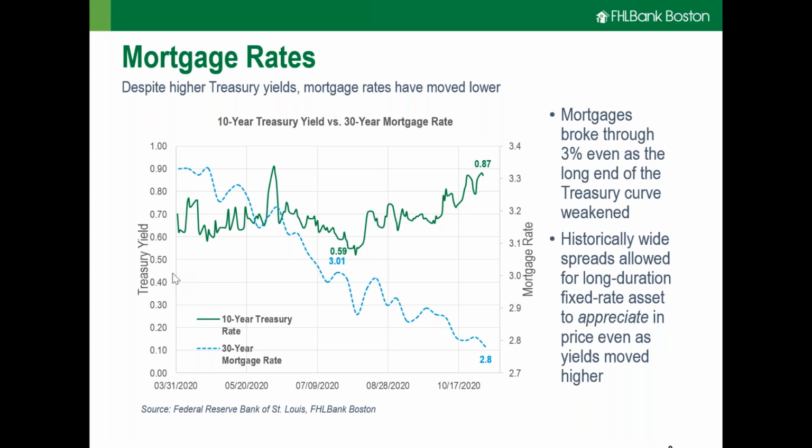And during that same time, mortgage rates went in the other direction and kept tightening, breaking through 3% towards 2.75. And we'll discuss in the next slide the historically wide mortgage spread that allowed this to happen, which technically shouldn't be the case in normal circumstances. And that's the Treasury rates rising and mortgage pricing rising alongside.